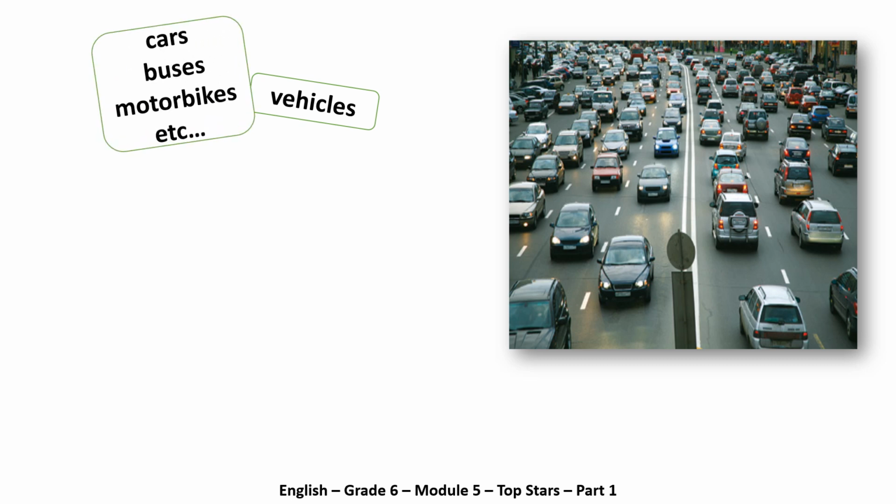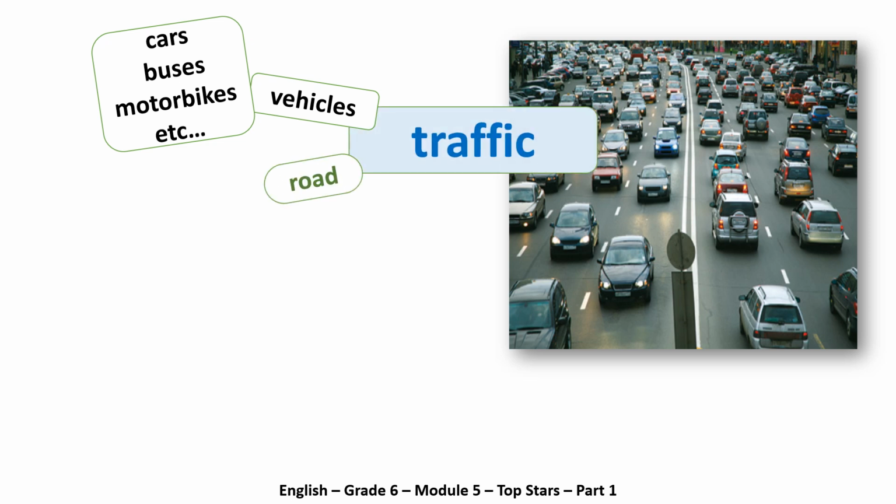Let's move on to this picture of the road. And let me ask you, what can you see here? Well done. Someone said vehicles. But I think some people will ask, what are vehicles? So vehicles are cars, buses, motorbikes, etc. So back again to the picture. On this picture we see vehicles on the road and we call this traffic.